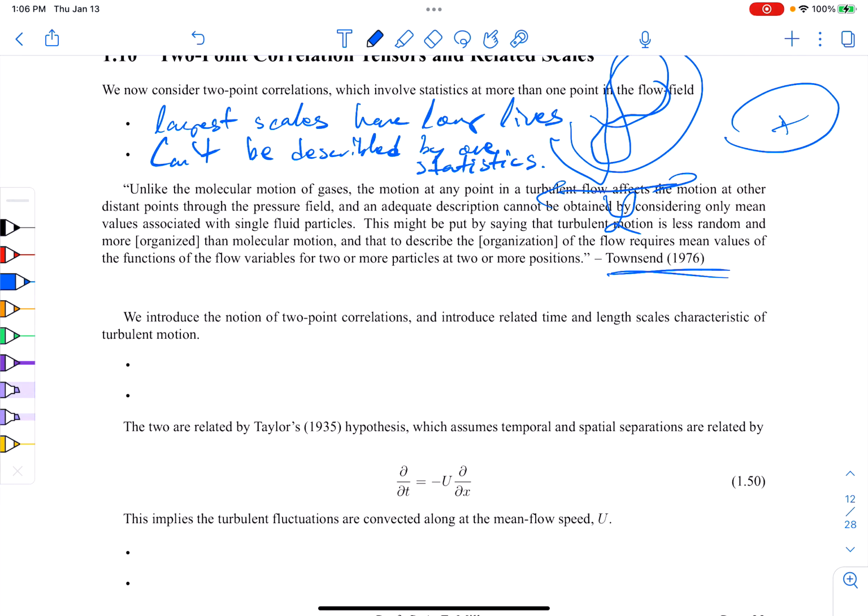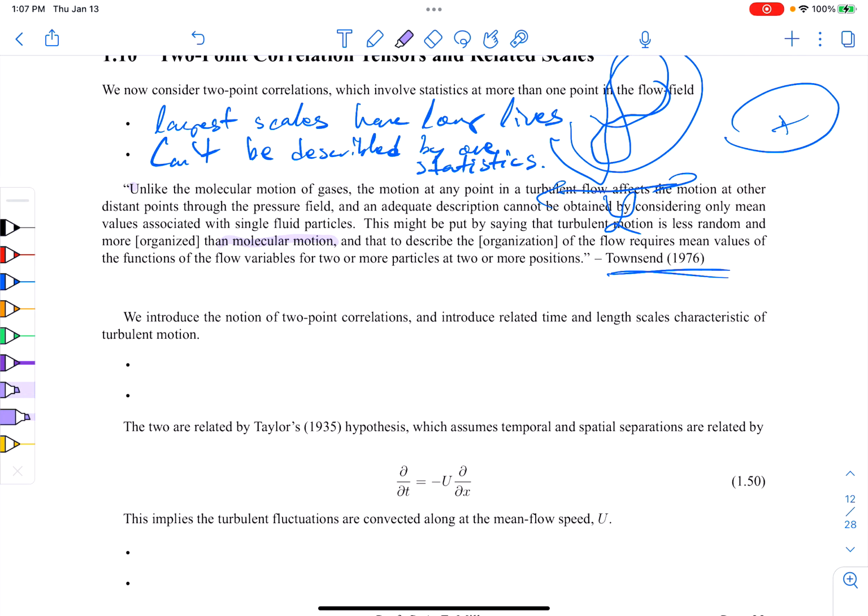And he wrote, unlike the molecular motion of gases, the motion at any point in turbulent flow affects the motion at other distant points through the pressure field. And an adequate description cannot be obtained by considering only mean values associated with single fluid particles. This might be put by saying that the turbulent motion is less random and more organized than molecular motion. And I'll pause there because that's an interesting point.